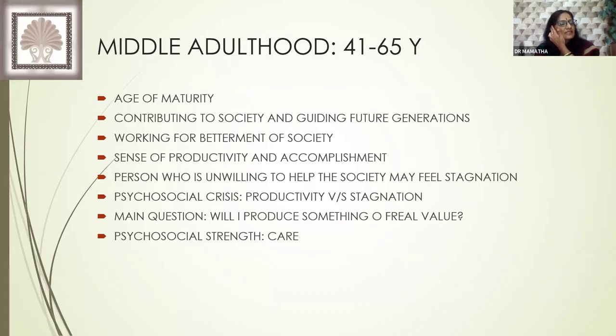So next stage would be middle adulthood. This encompasses 41 to 65 years of age. The age of maturity, contributing to society and guiding future generations, is the main thing here. Working for the betterment of society, a sense of productivity and accomplishment are the main feelings in this stage of development. A person who is unwilling to help society may feel stagnation. Psychosocial crisis in this stage would be productivity versus stagnation.